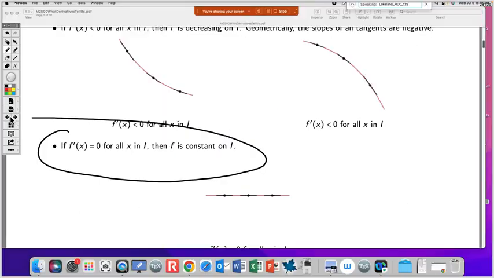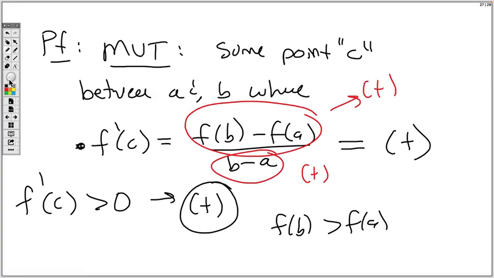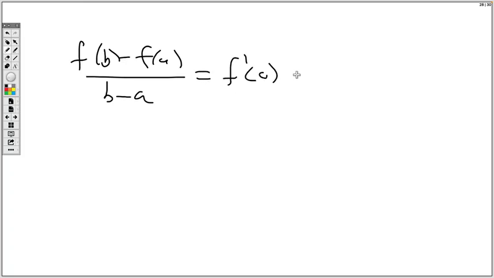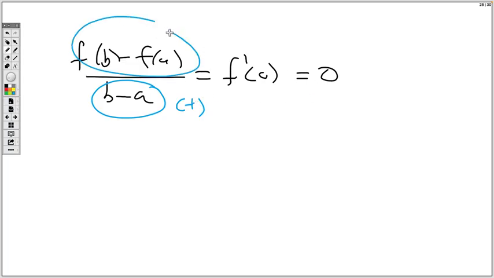In other words, if the derivative is always 0, and once again, this is a positive number, the only way to get a 0 out is if the numerator is what?